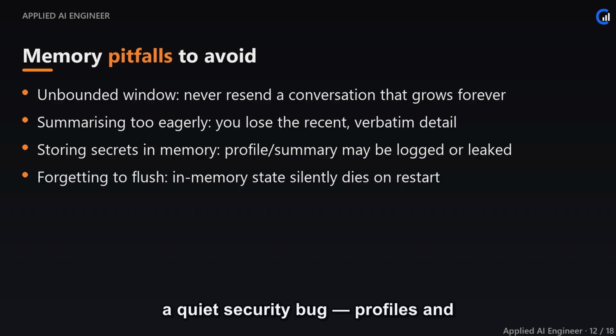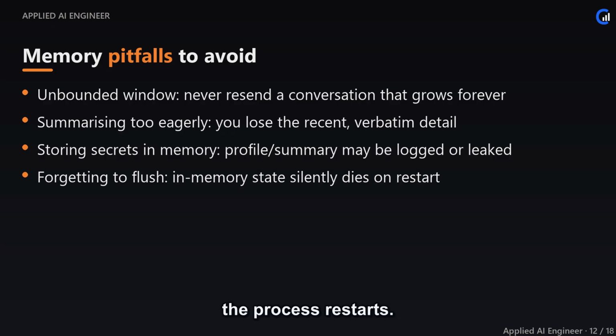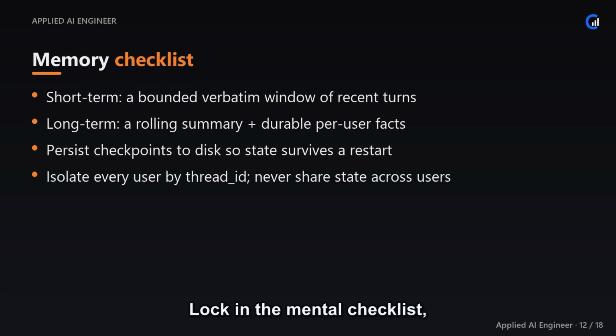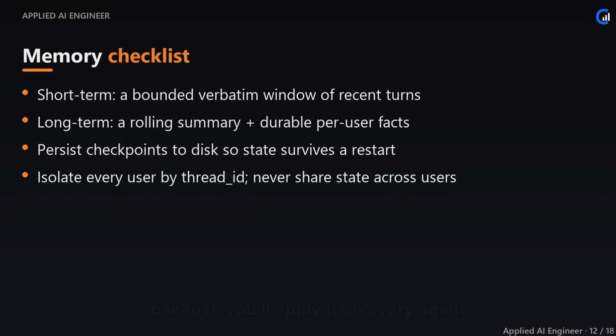Third, a quiet security bug, profiles and summaries can end up in logs, so never let secrets drift into long-term memory. And fourth, the one we engineered around today, forgetting to flush, so your in-memory state evaporates the instant the process restarts. Lock in the mental checklist, because you'll apply it on every agent from here.